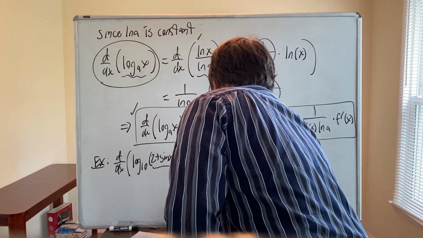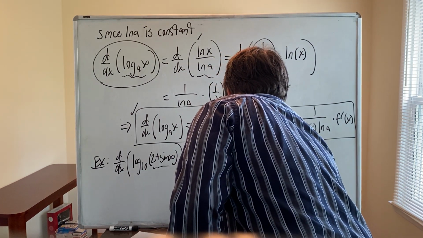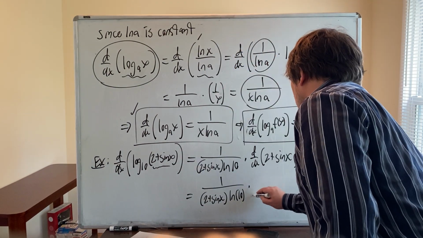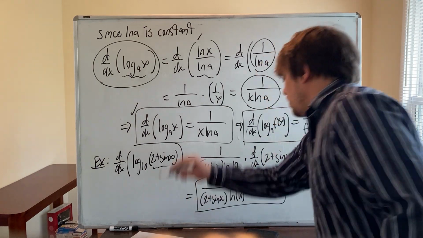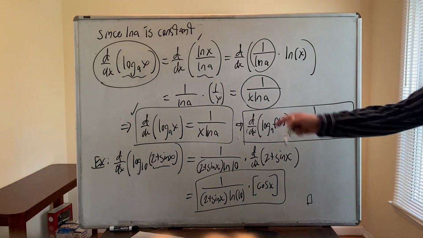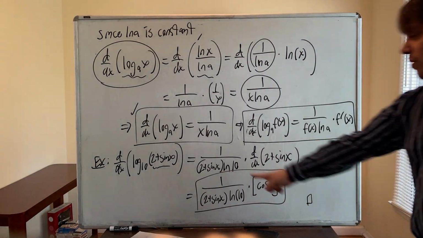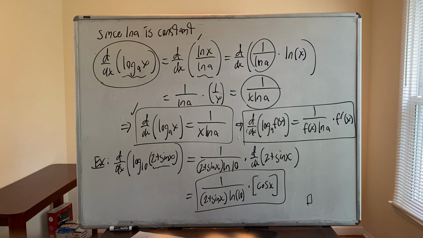And that's equal to 1 over 2 plus sine x times ln of 10 times the derivative of 2 plus sine x, which is cosine x. And that is the answer. That's done. So d/dx of log base 10 of 2 plus sine x is 1 over 2 plus sine x times ln of 10 times cosine x. Okay, and so that example is done.